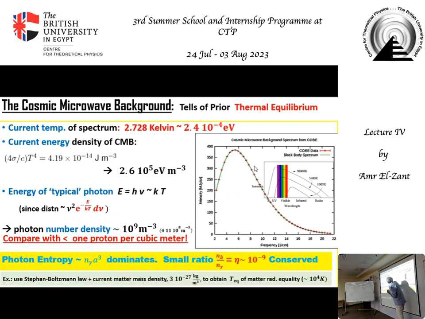You immediately see that if h nu is roughly kT, because of the exponential in a Planck distribution, then I have 10 to the 9 photons per meter cubed. And the number of protons per meter cubed in the universe is about 1. So this is like 10 to the 9 times more. You can immediately see, from measuring the energy density and the temperature, that there are 10 to the 9 photons per meter cubed.